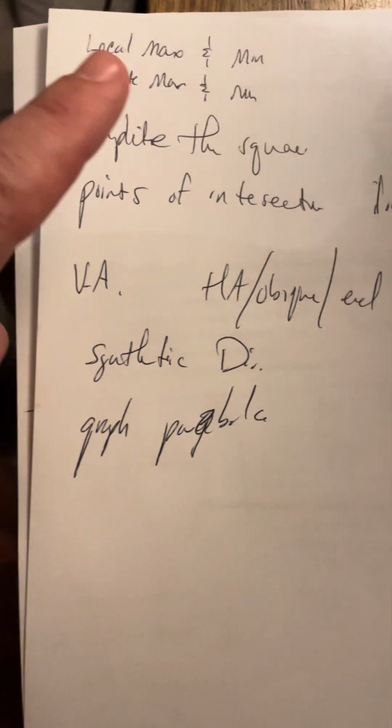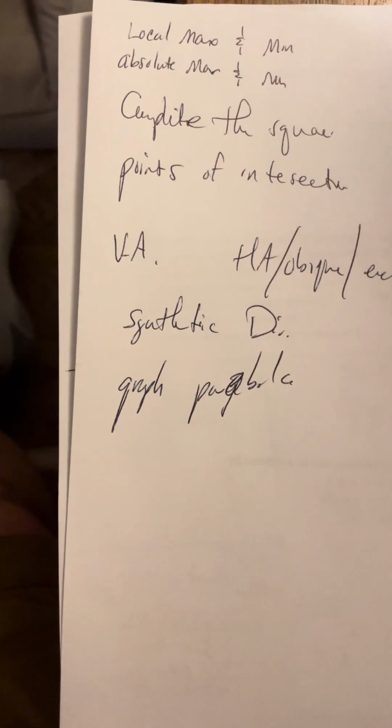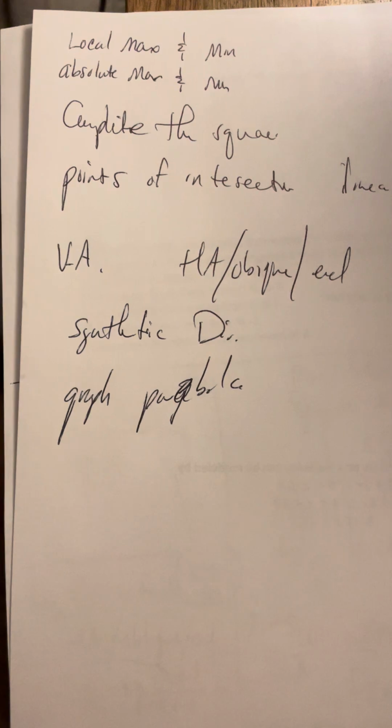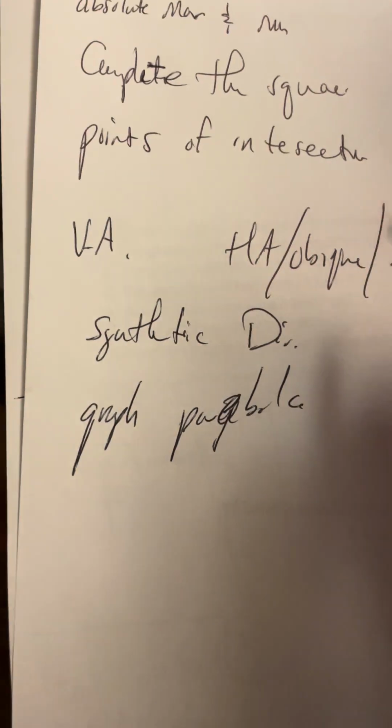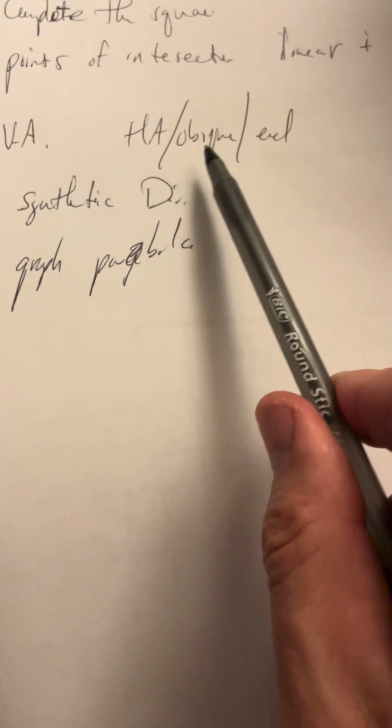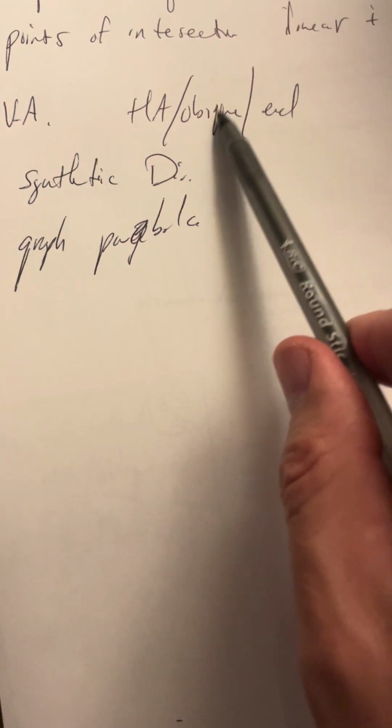We'll have local minimums and maximums, an absolute max and min as well, so you want to study those ideas. But really they're just visual. We want to complete the square. We want to get points of intersection when we take a linear and a quadratic. Vertical asymptotes, which is basically domain. And then horizontal asymptote, oblique, or end behavior. Synthetic division, and be able to graph a parabola.